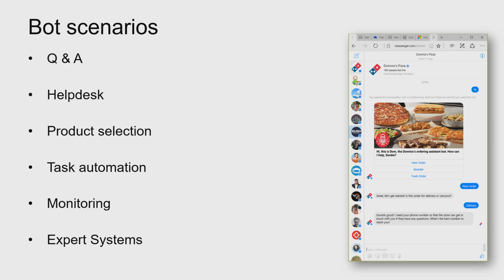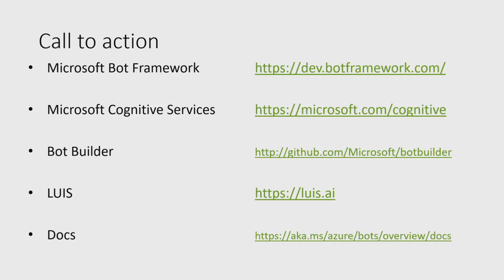There are several bot scenarios for Q&A, help desk, product selection, booking a hotel reservation, and so on. And I think these are the most important links you can get for documentation for the several services that we just talked about in this session.